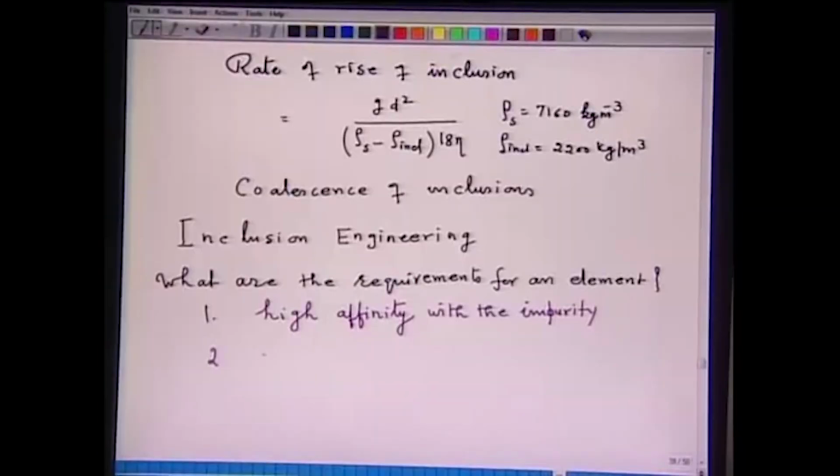Second, that element should be able to modify the chemical composition of an inclusion, so that if it is solid at the steel making temperature, it becomes liquid. If you could get that, it is wonderful.